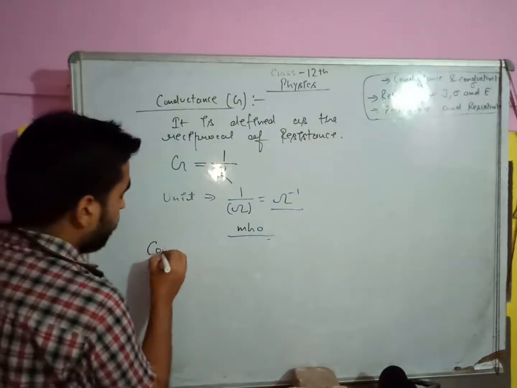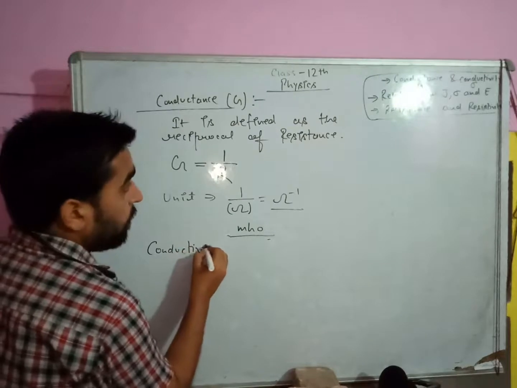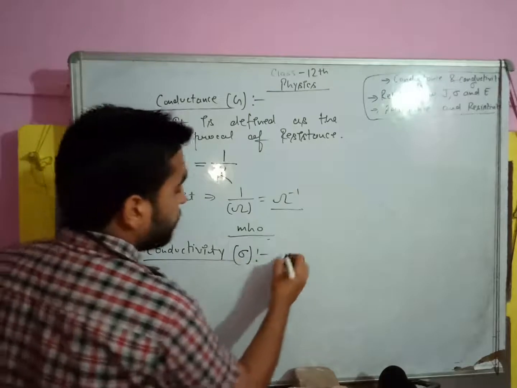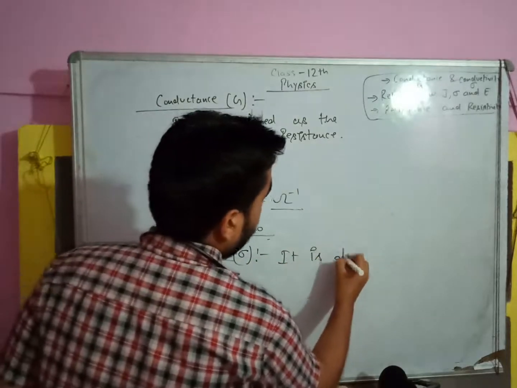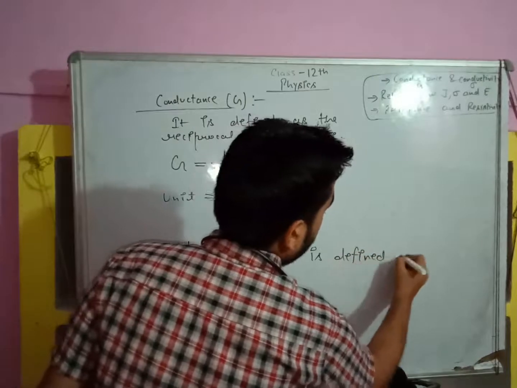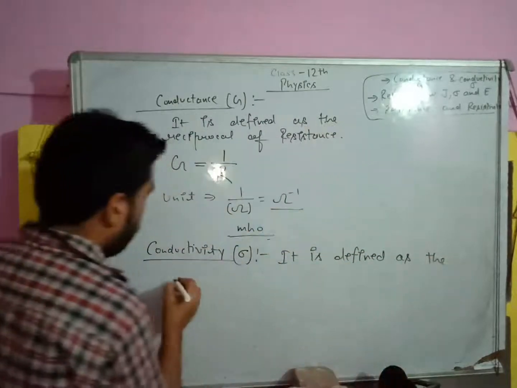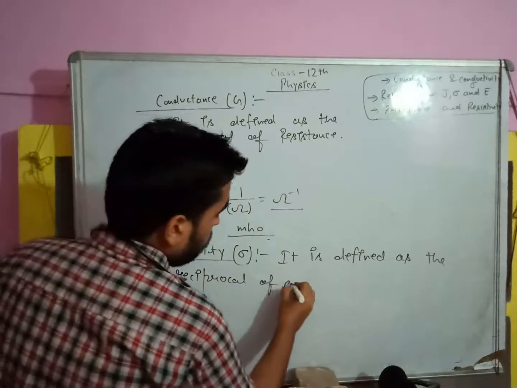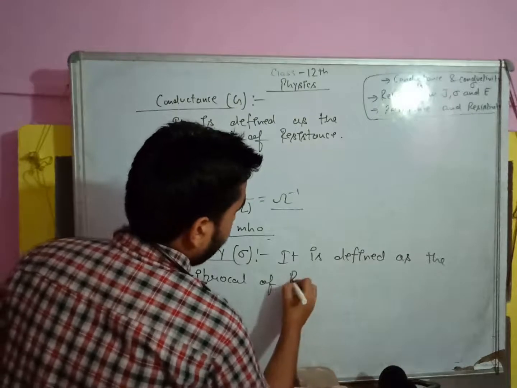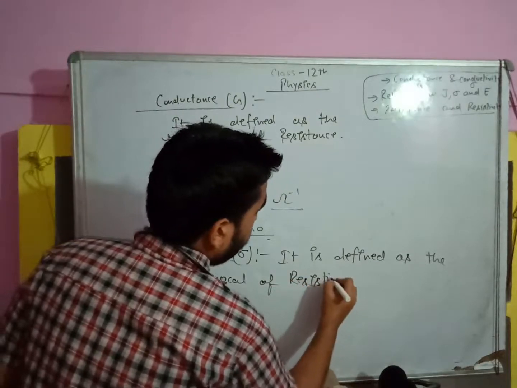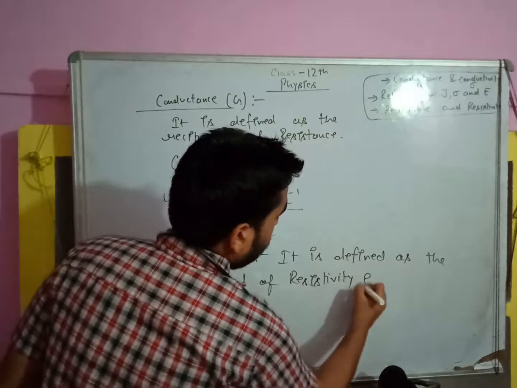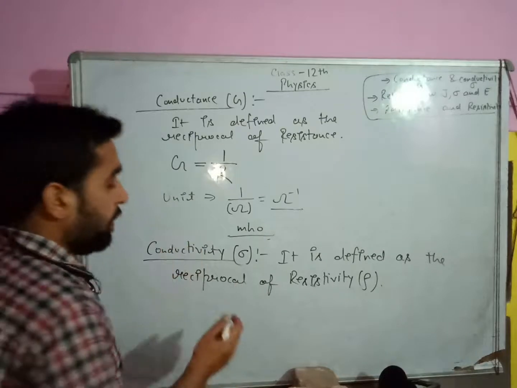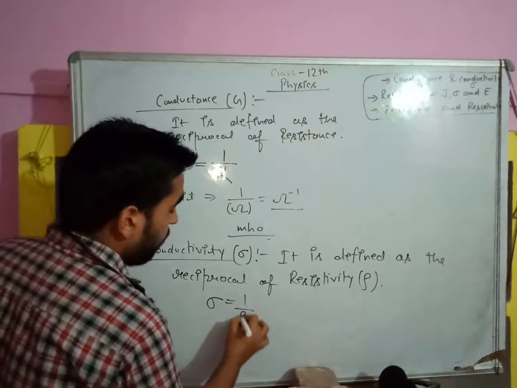Then you have to study conductivity. Conductivity is denoted by sigma, and it is defined as the reciprocal of resistivity. So the reciprocal of resistivity is known as conductivity, and this is denoted by sigma. Sigma is equal to 1 upon rho.